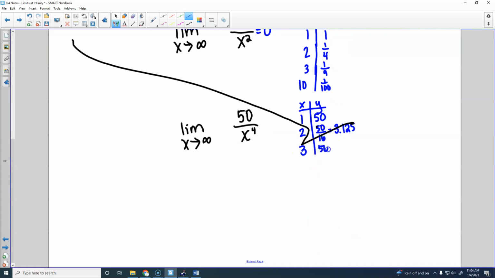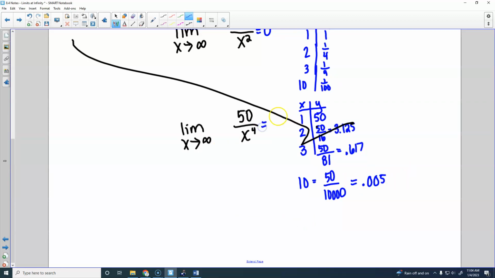Here we'd have 50 over 3 to the fourth, which is 81. Now we're down to less than a whole pizza. So 50 divided by 81. And then if we had 10, now we're at 50 over 1 with 4 zeros. So nearly nothing here. 50 divided by 10,000, you get 0.005.